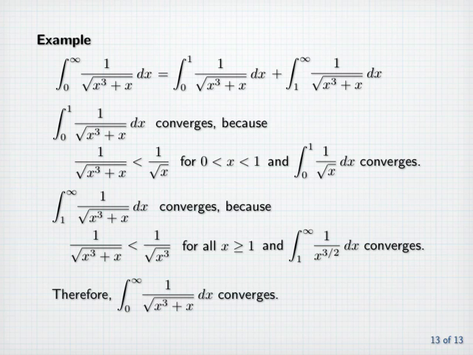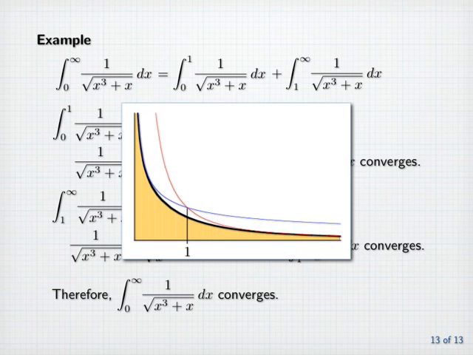Now here's a picture to illustrate this. The blue graph is the graph of 1 over the square root of x, and the red graph is the graph of 1 over x to the 3/2. Notice that the graph of 1 over the square root of x cubed plus x lies underneath both of those curves for all positive x.